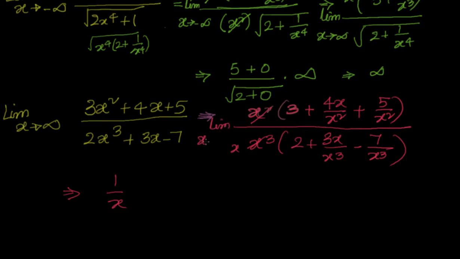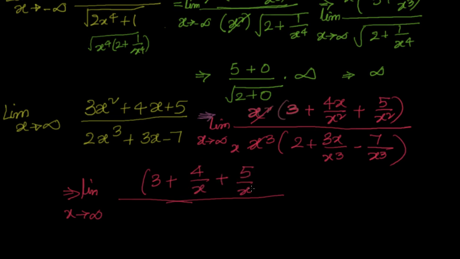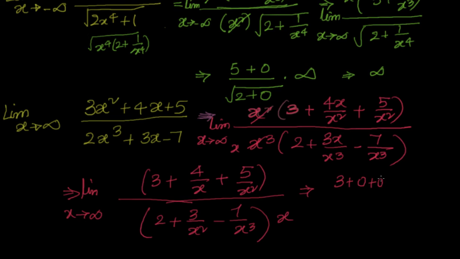This is again limit. Even I forgot, please don't forget that. I tend to forget that. Limit x tends to infinity. This is nothing but equal to, let me write it down, numerator will be 3 plus 4 by x plus 5 by x square divided by 2 plus 3 by x square minus 7 by x cube into x. So now if you substitute the values, you will have 3 plus 0 plus 0 divided by 2 plus 0 minus 0 into 1 by x. You know that when x tends to infinity, 1 by x tends to 0. So this will be nothing but equal to 0 into something is 0. So your answer is 0.